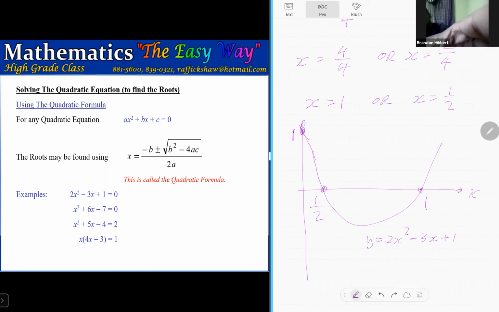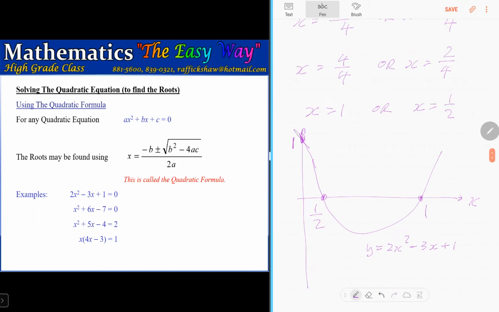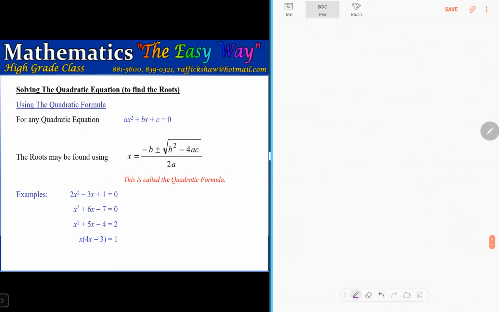Yes, sir. All right, good. That's the first example. So far, so good. Let's do another example. The second example is x squared plus 6x minus 7 equals 0. That's a quadratic equation in standard form, so without rearranging anything, we can just solve it. To solve it, we need the a, b and c. We're using the quadratic formula. So a equals 1, b equals 6, and c equals negative 7.